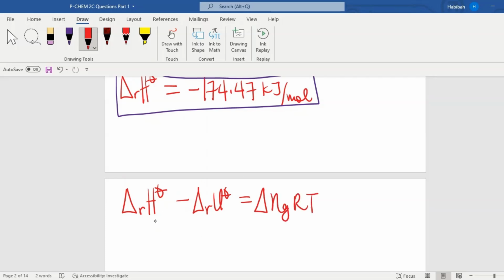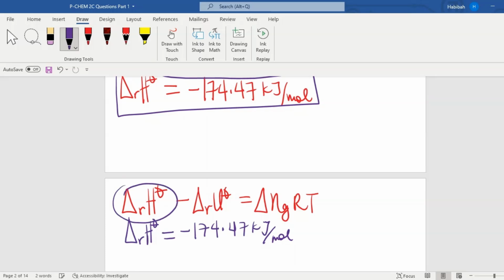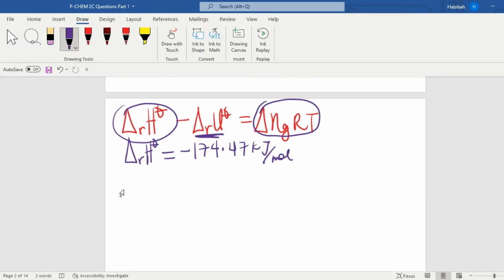That's basically what this is. Of course, you already know we have determined the change in enthalpy of a reaction, and we have that to be negative 174.47 kilojoule per mole. So if we can get this side of the equation, now we have to find this side of the equation in order for us to find this one here, which is the change in internal energy of reaction. So we have the change in the number of gas molecules, RT.